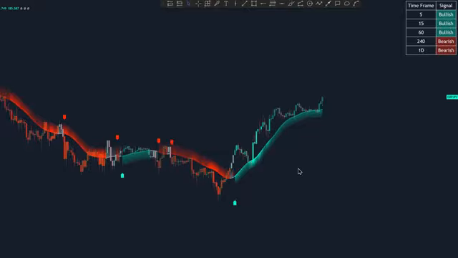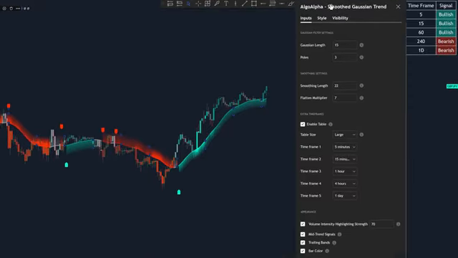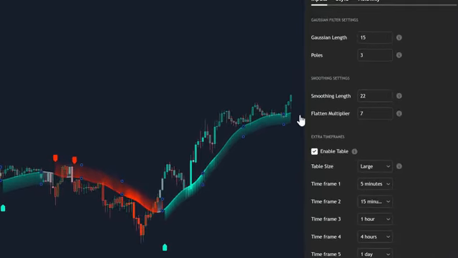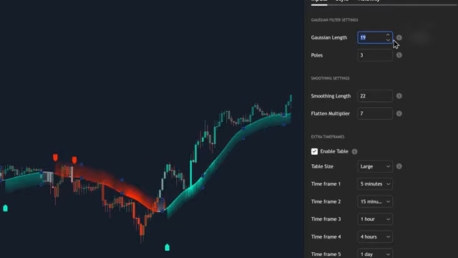Before we go over trade examples, let's take a look at the settings of it and see how customizable it can be. First of all, we have the Gaussian length with a default value of 15. This determines how much price data is used for the Gaussian smoothing process. A higher length results in a smoother trend line but may introduce more lag, while a lower value makes it more reactive. For me, I'm gonna change this to 150.